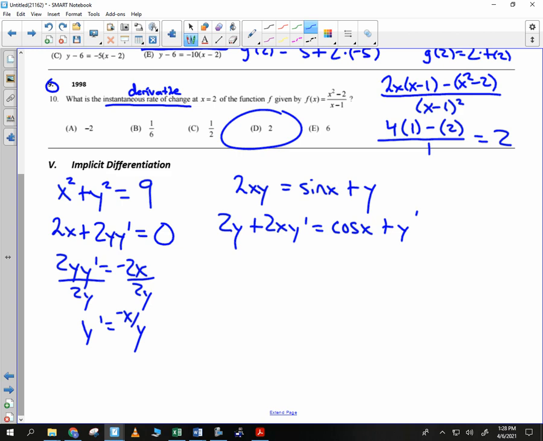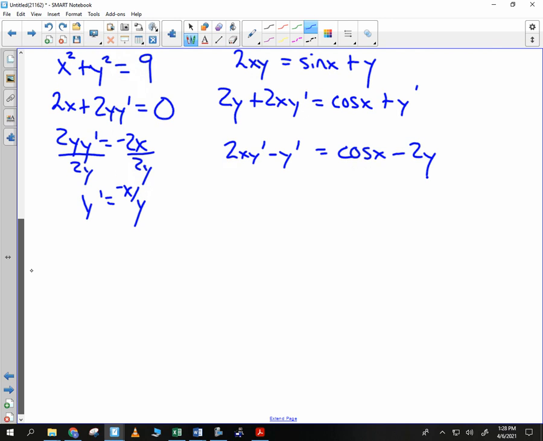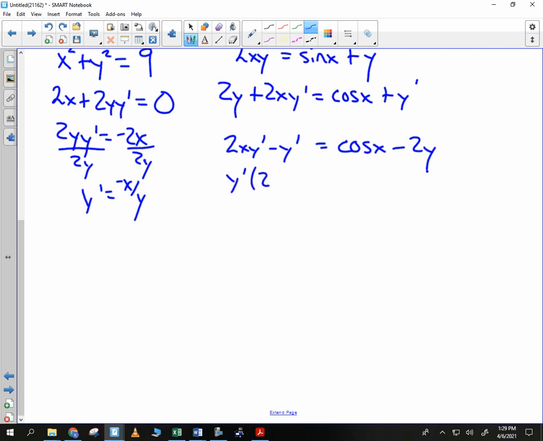And the derivative of y is y prime. Uh-oh, I have two y primes. How do I begin solving for y prime? Gather everything to one side and factor it out. So you have 2x y prime minus y prime is equal to cosine of x minus 2y. I did the product rule, yep. And so we factor out the y prime, leaving 2x minus 1 is equal to cosine of x minus 2y. So y prime is cosine of x minus 2y over 2x minus 1. That is my derivative.